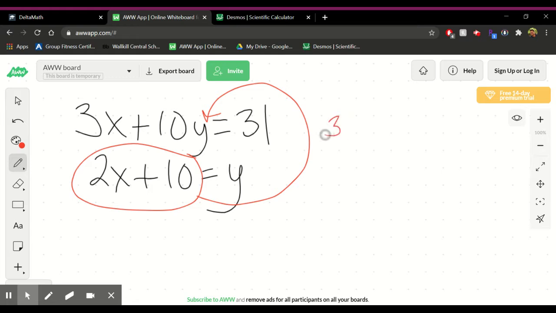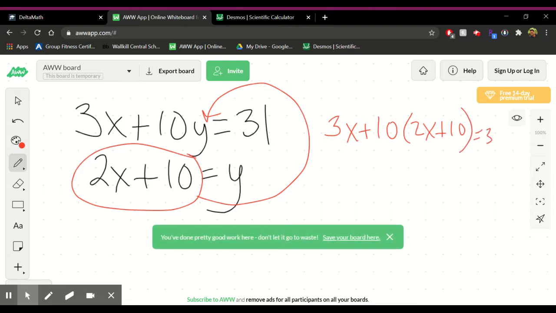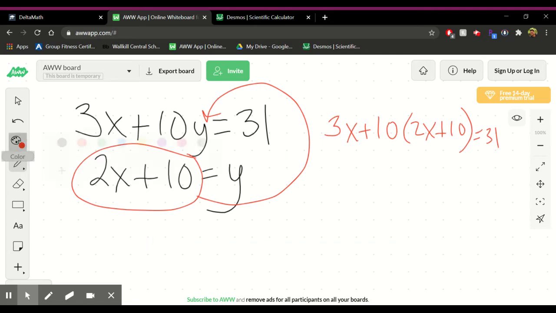So we have 3x plus 10 times 2x plus 10 in parentheses. Make sure you put parentheses around them, equals 31. Now remember, whenever I have parentheses, I distribute. So you have 20x plus 100. Let me bring everything else down.